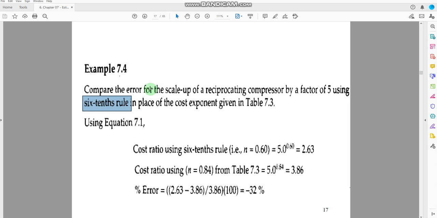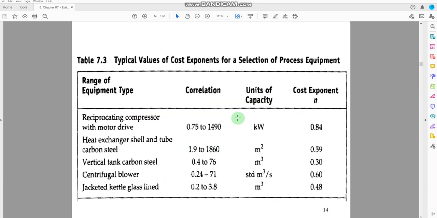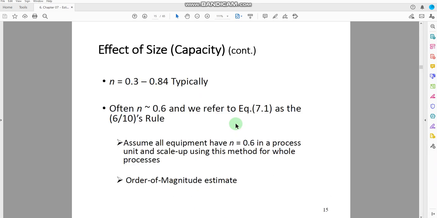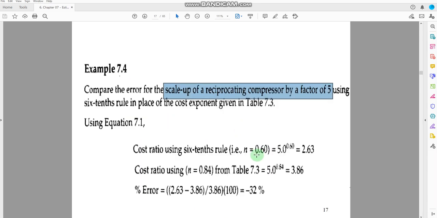And then the scale-up information is provided here. So the scale-up is 5. So the value that you can use here for A by B, the new capacity by the old capacity, is 5 times, so 5 by 1 with the exponent 0.6. So we can see here that the value for n is 0.6.